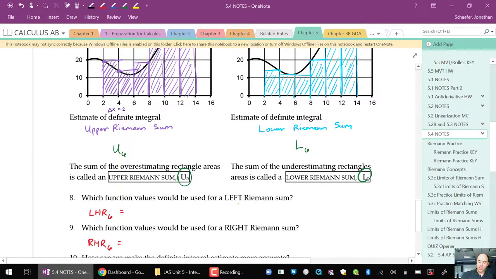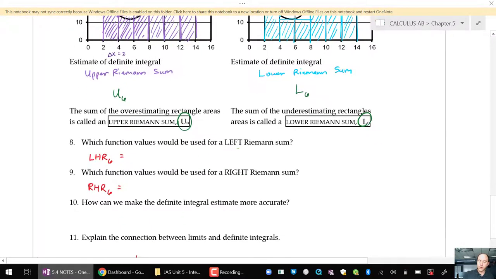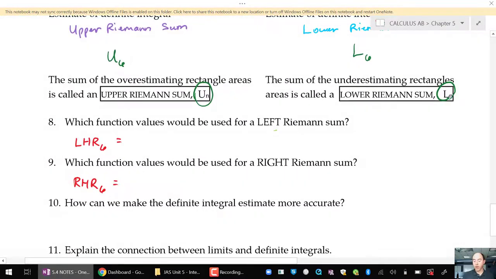And then 8 and 9 on this worksheet here are asking you to examine which function values would be used for a perfect left Riemann sum, a left-hand sum. Well, that just means we want to use the left corners all the way across. So my left Riemann sum would utilize the left corner, so f of 2, and then I would use f of 4, and then I would use f of 6, all the way up until f of 12. I don't want to use f of 14 as a sample point for this Riemann sum because f of 14 is a right corner of that far rectangle.